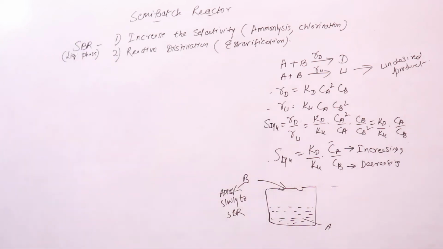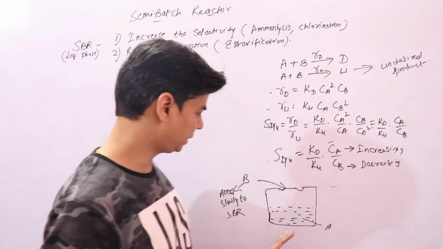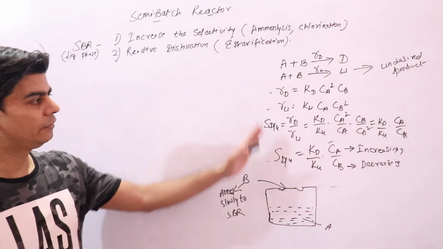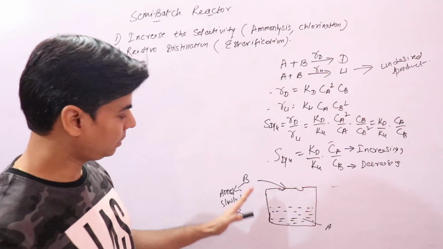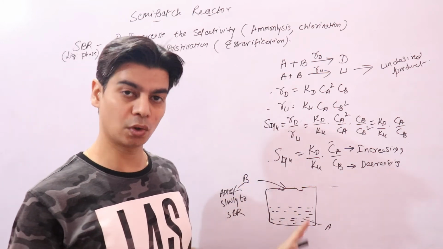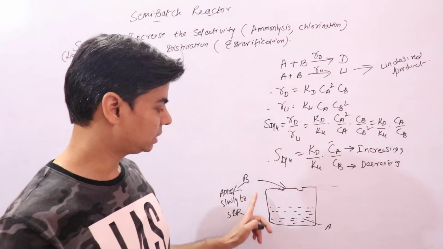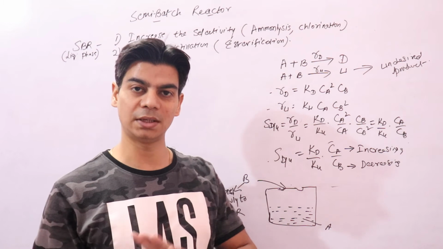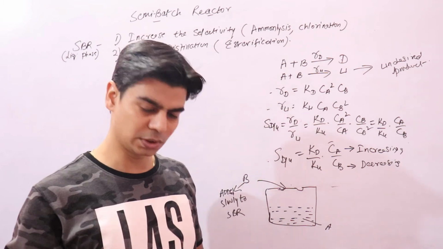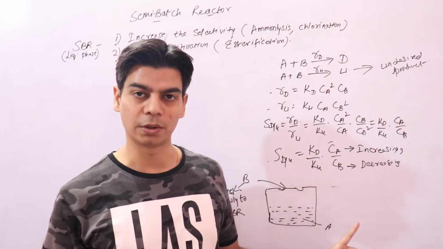I hope this is easy to understand. So how will you increase the selectivity of this reaction? By adding reactant B slowly to reactant A, which is already there in your semi-batch reactor. And now from this, the understanding of a semi-batch reactor is also clear: one of the reactants is flowing in, and nothing is flowing out.